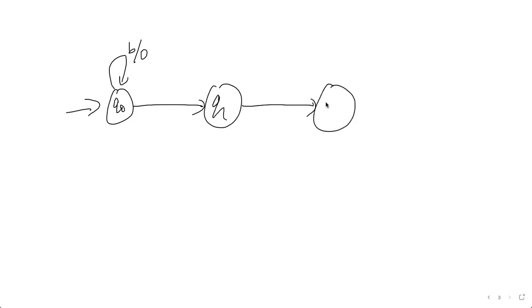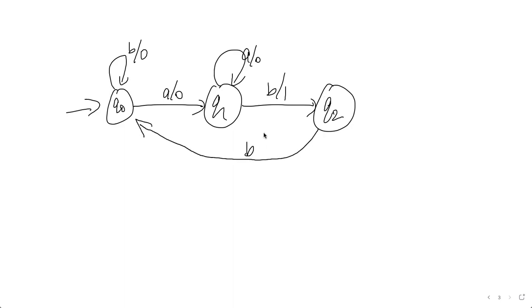Or chalo, let's just create this. Let's create this. So we've got Q naught, B/0, Q1, Q2, A/0, B/1, and here we have A/0, B/0. So this is your Mealy machine.